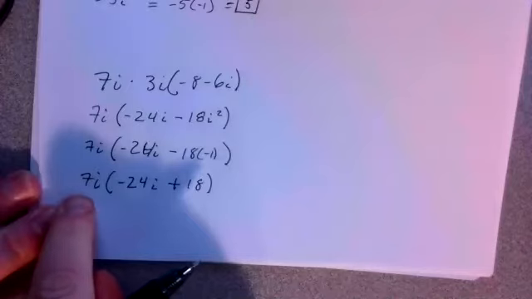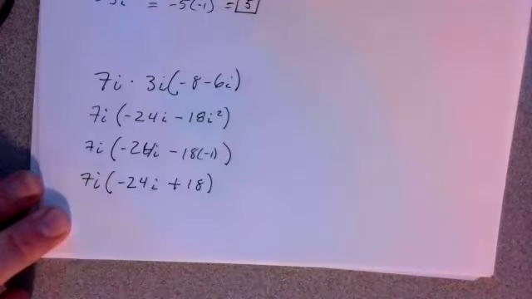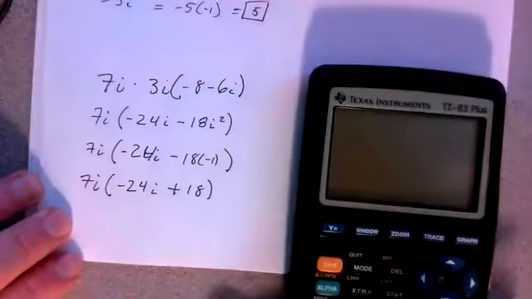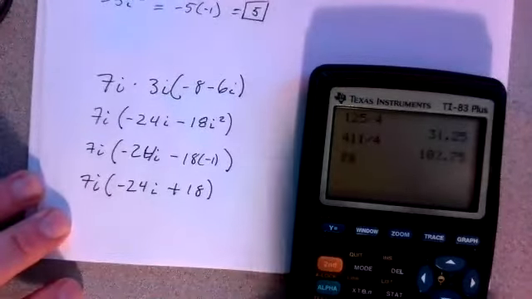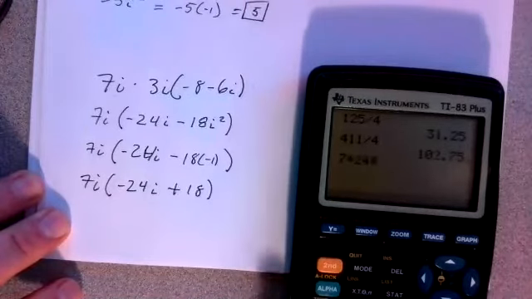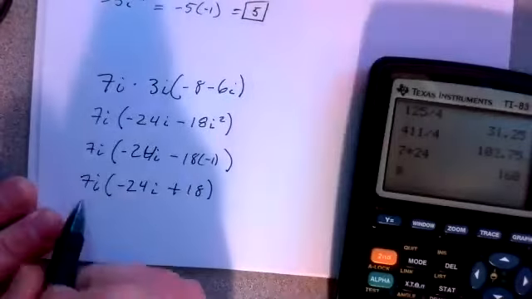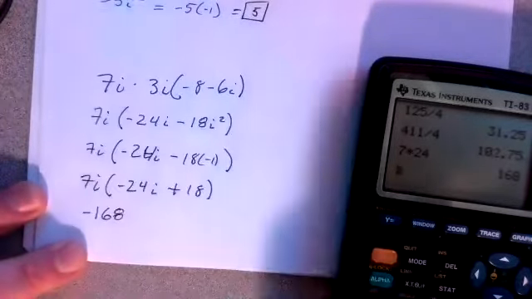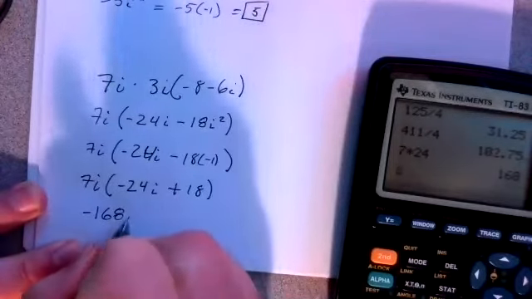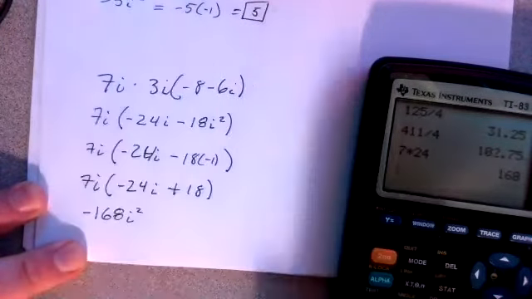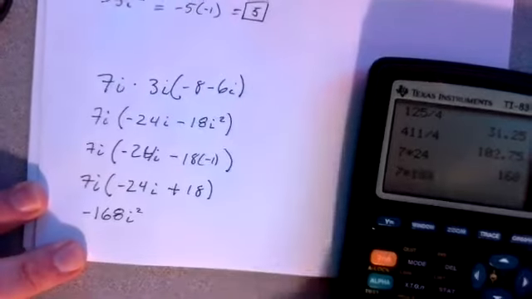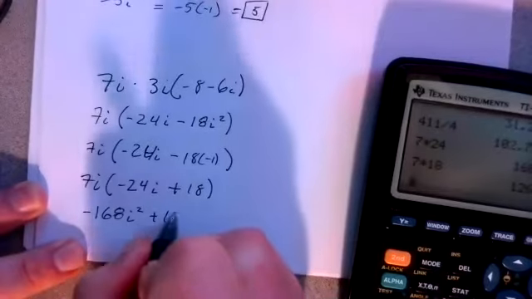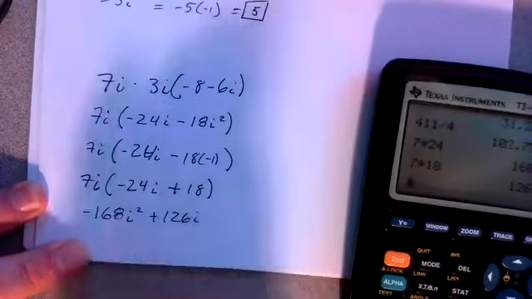And now I'm going to distribute the 7i. Nobody in their right mind knows what 7 times 24 is off the top of their head. I got a calculator. Woohoo! So 7 times 24 is 168. So 7 times negative, a negative 168. i times i is i squared. And 7 times 18 is 126. So I get plus 126 and then i.